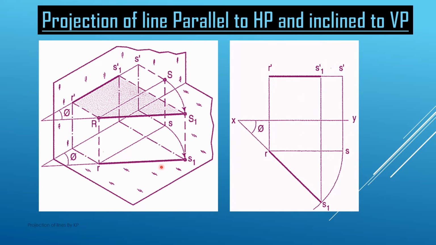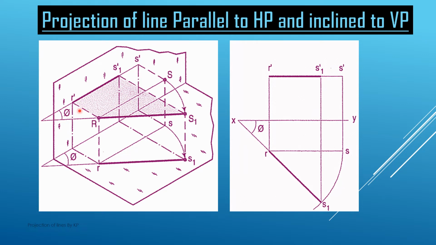So here we see that on the HP we are getting the true length of this line. This RS and this RS1 both are equal to RS1 position. Now we project this point S1 on the vertical plane, and this is the dashed line which is shown here, and this point we have marked as S1 dash. So R dash and S1 dash is the final projection of this line on the vertical plane, and RS1 is the final projection of this line RS1 on the HP when the line is making an angle phi with the vertical plane.